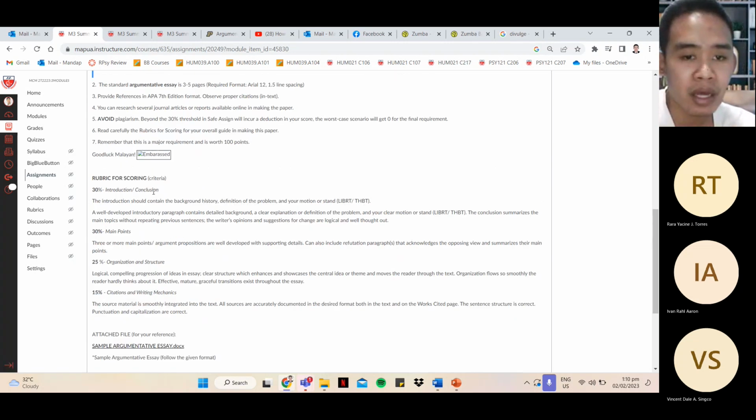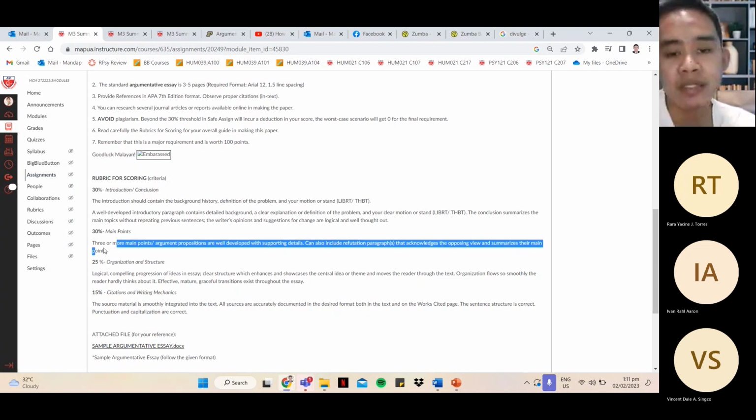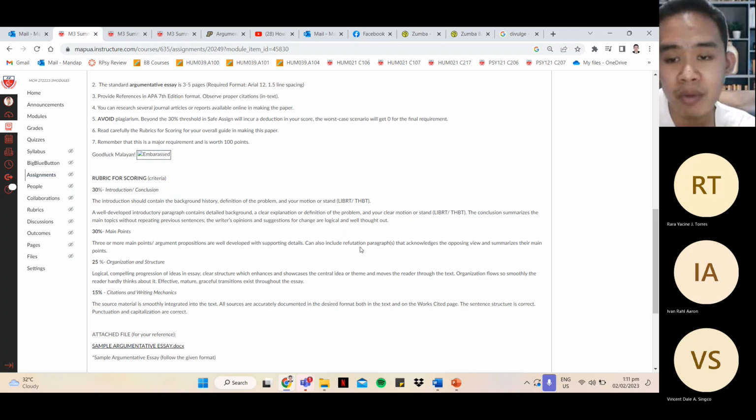Rubric for scoring: 30% for the intro and the conclusion. So it should really suffice what you're talking about, your motion, the problem. It's really clear, it's definite, concise, direct to the point, madaling intindihin. Main points: 3 or more main points or argument propositions should also be well developed, with supporting details and evidences. Can also include refutation, either you want to warrant your claim or you want to argue, in other words. So this should also acknowledge the opposing view and should summarize the main points.